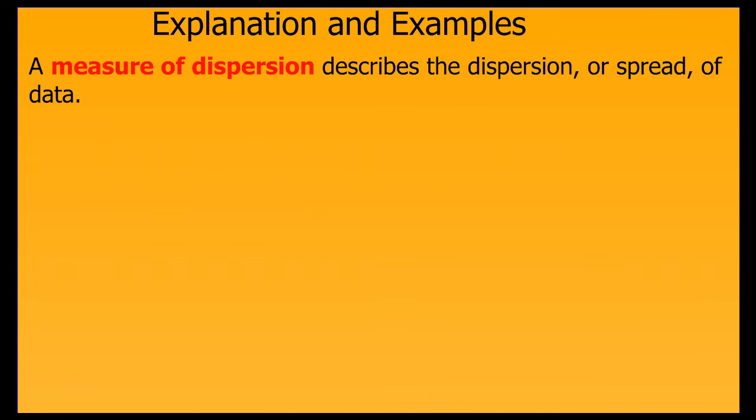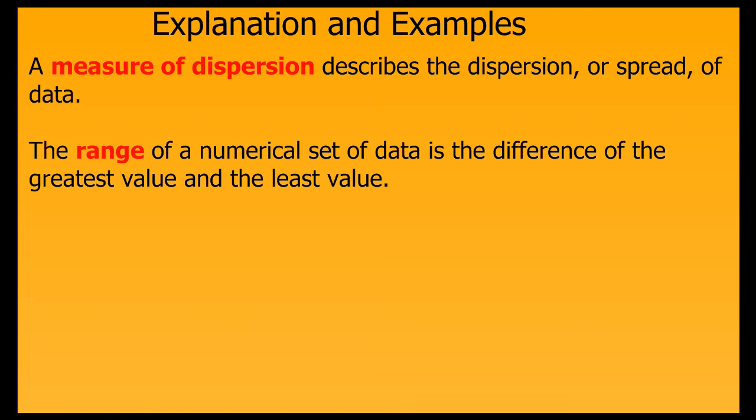A measure of dispersion describes the dispersion, or spread, of the data. The range of a numerical set of data is the difference of the greatest value and the least value.